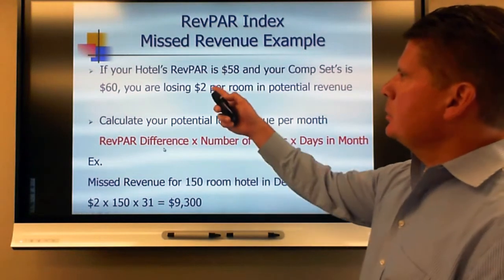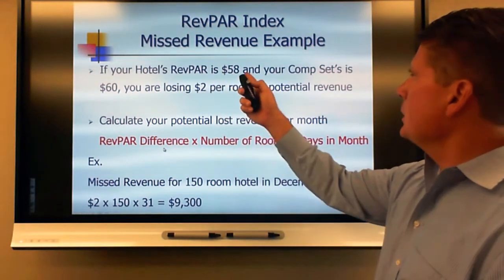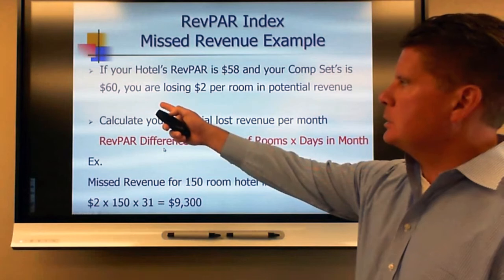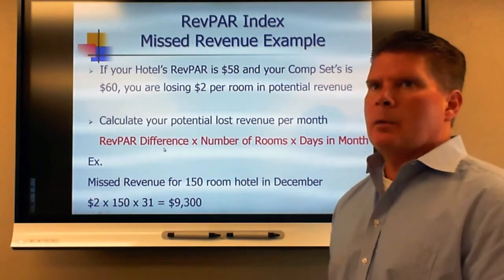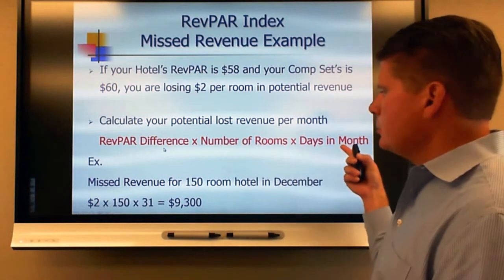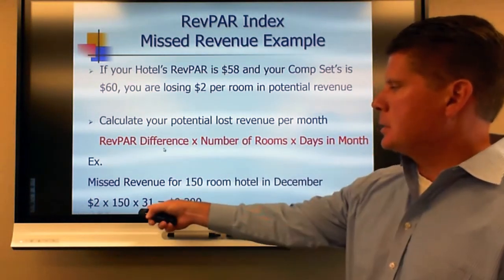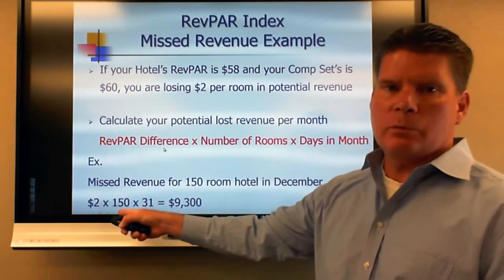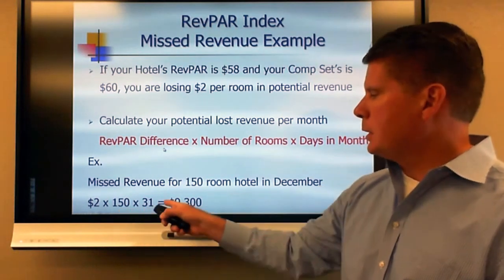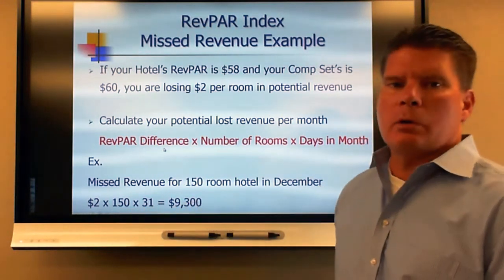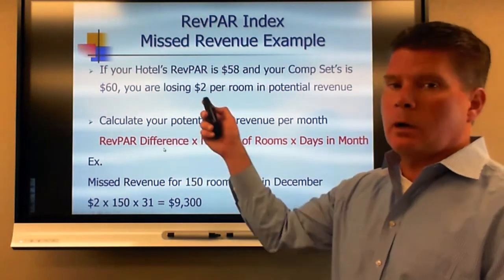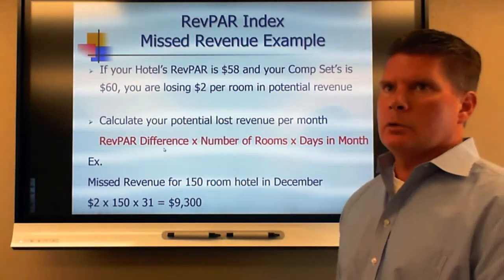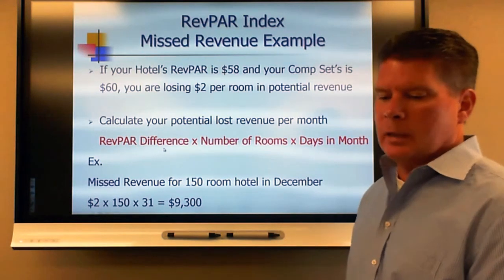So another example, let's say your RevPAR was 58, your competitive set was 60, so that means you're losing $2. That might not seem like a lot, but when you multiply it times any month, let's say just December, $2 times 150 rooms in the hotel times 31 days, that's $9,300 per month that you're losing. So that $2 is much bigger than it looks when you just look at the difference between 58 and 60.